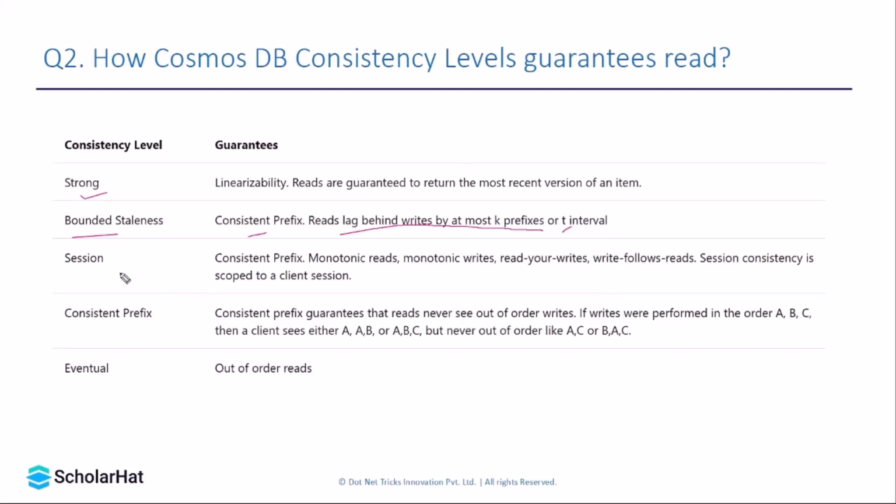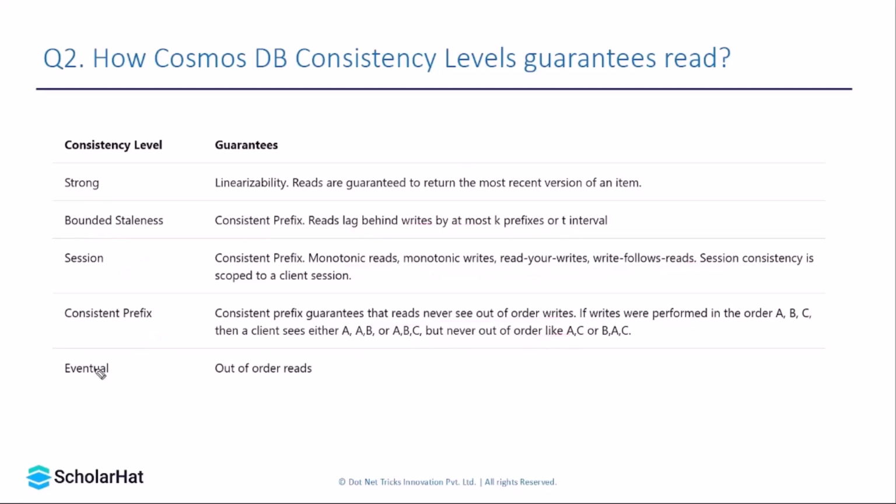The third is called session, which is again a consistent prefix, which means monotonic read and monotonic write, or write follows read. It means there would be session consistency across the different clients. The fourth is consistent prefix, which means that reads never see out-of-order writes. If writes were performed in the order A, B, C, then a client sees either A, or A, B, C, but never out of order like A, C or B, A, C. Let's understand this in detail.